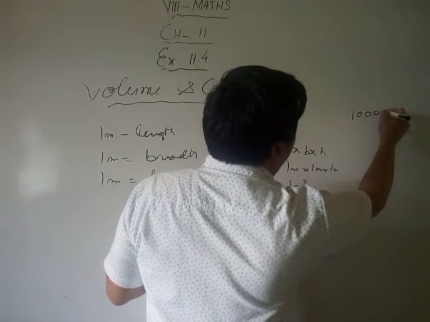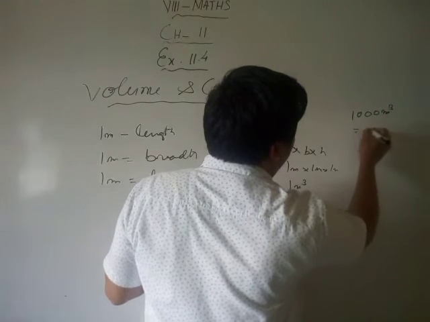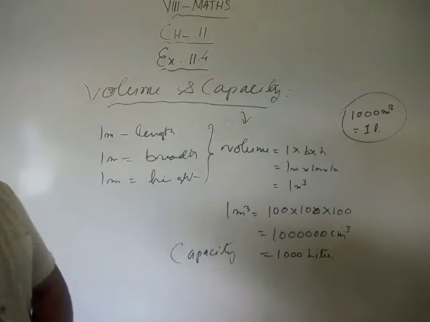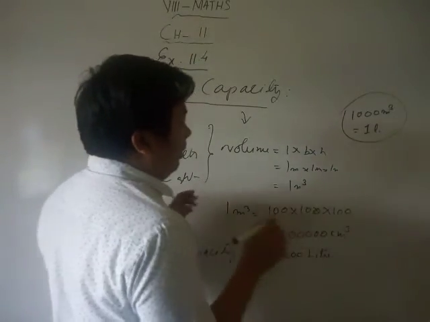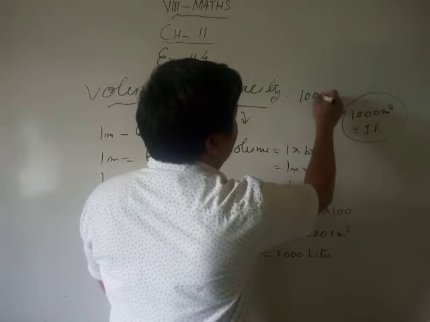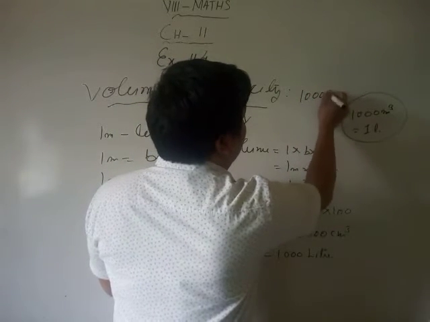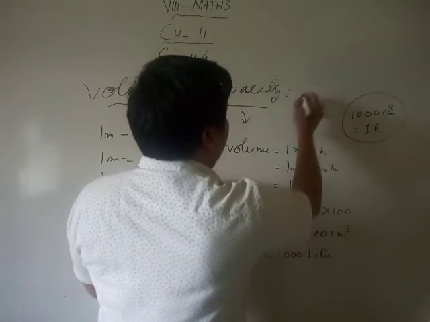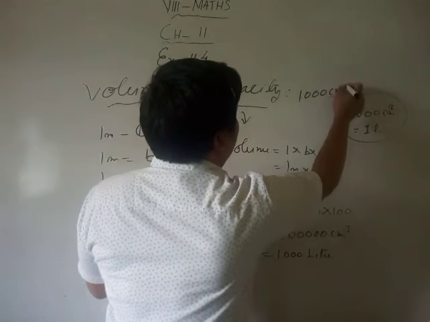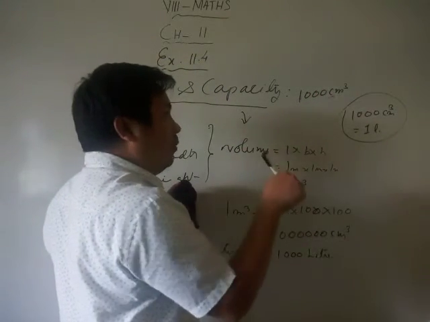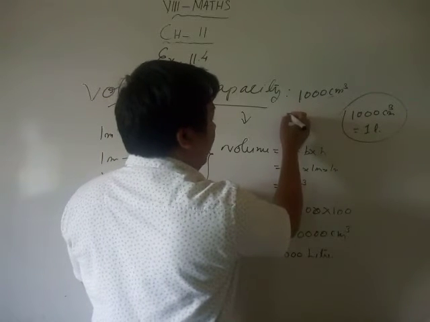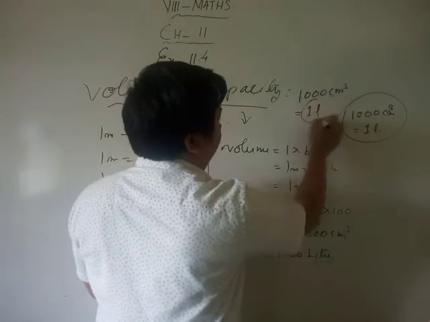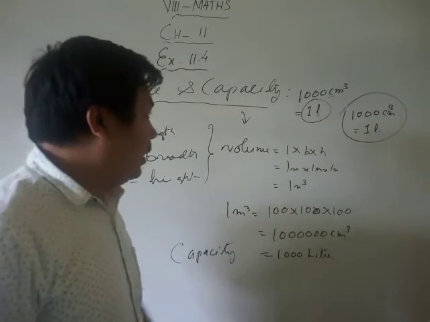1,000 liters is equal to 1 meter cube. This you have to remember. The container is having the volume of 1,000 centimeter cube. Not meter, centimeter. The container having the volume of 1,000 centimeter cube has a capacity of 1 liter. Okay.